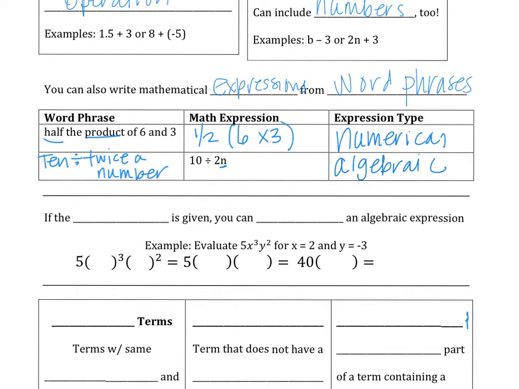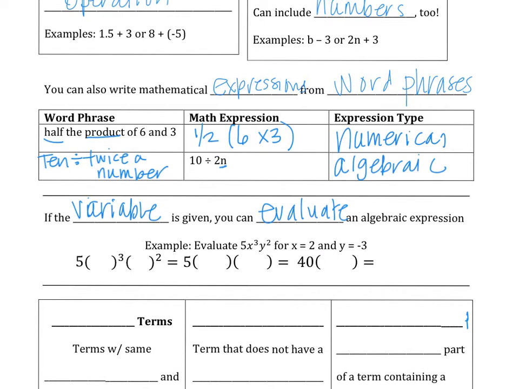If the variable is given, you can evaluate an algebraic expression. So in other words, in this one right here, if we were given what that n is, we could actually solve that problem. At this point, we can't because we don't know what n is. It could be 1, it could be 17, it could be 1,000, we don't know. But if they tell us what n is, we can then solve it.